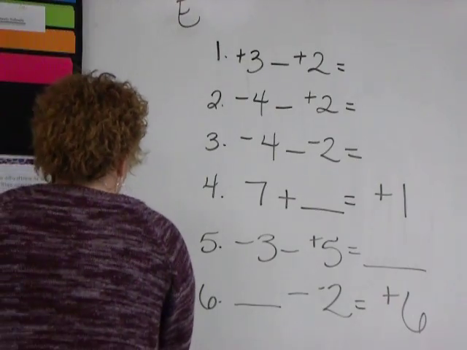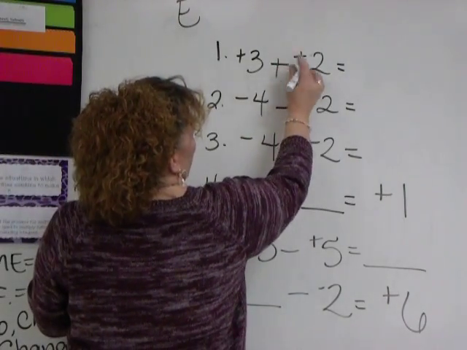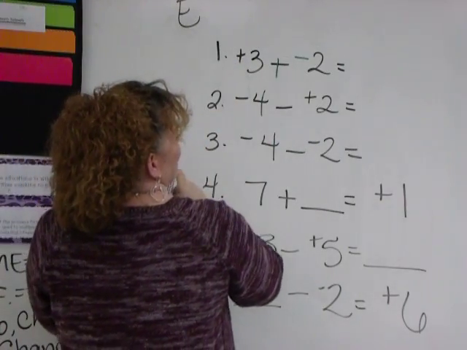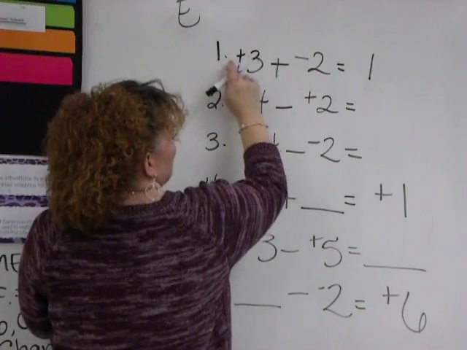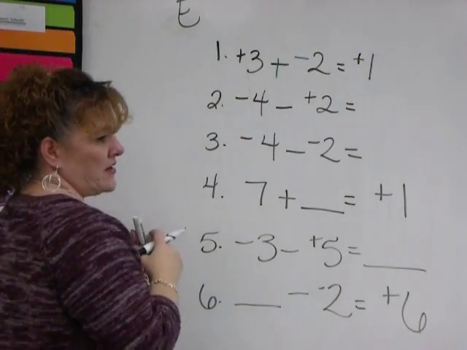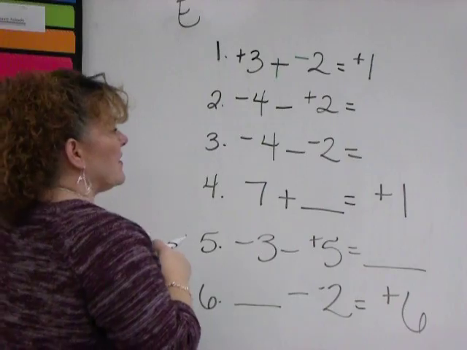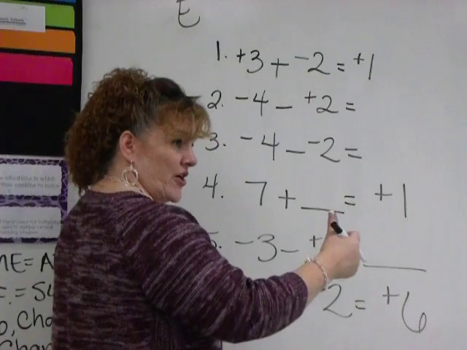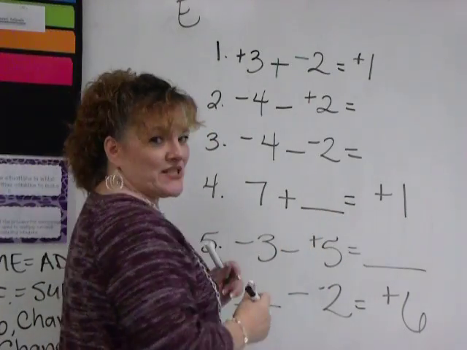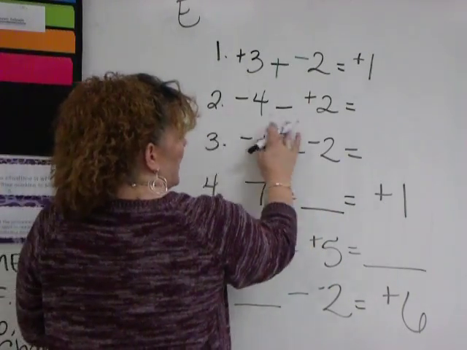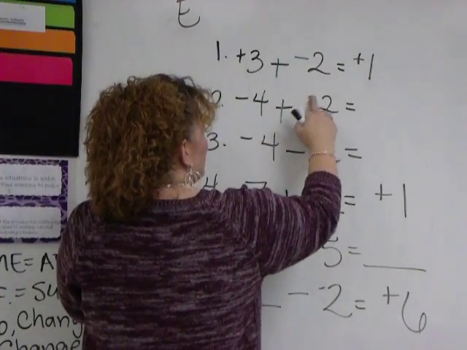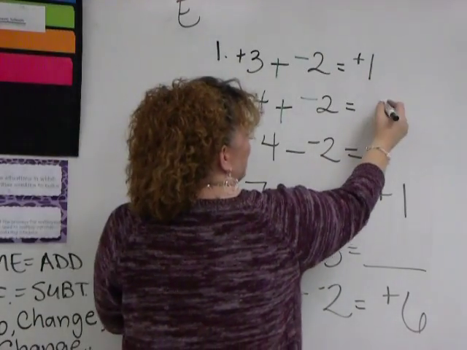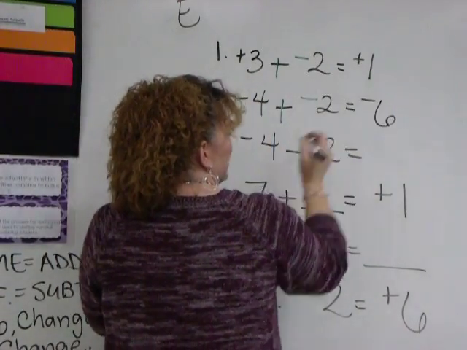So this one is keep, change, change. They're different, so I subtract. 3 minus 2 is 1. The higher one is positive, so it's a positive 1. I could do this with chips, but when these numbers get to be bigger, fractions or decimals, you're going to want to stick to those rules. So keep, change, change. They're now the same, so you add. 4 plus 2 is 6. They're the same negative, so it's negative 6.